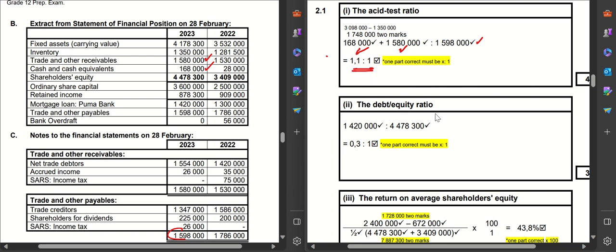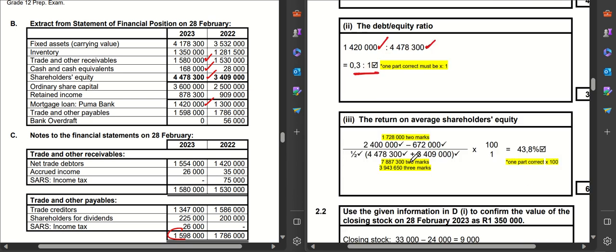So the same again with the debt equity, that is your non-current liabilities. As you can see here, your mortgage loan, it is 1,420,000. That is what we have been given there. As to the equity, as to the owner's equity, there is the shareholders' equity, 4,478,300. That is what we find there. Then you get your 0.3 as to 1.